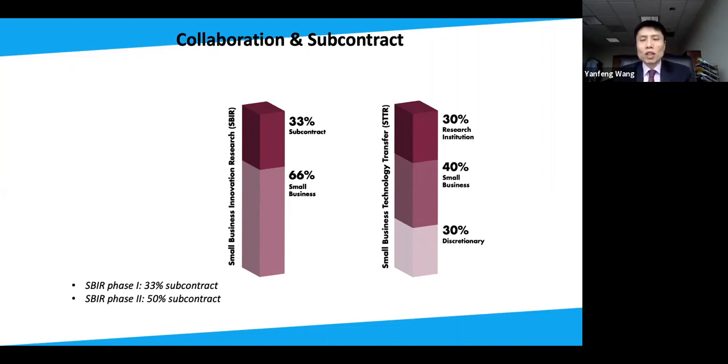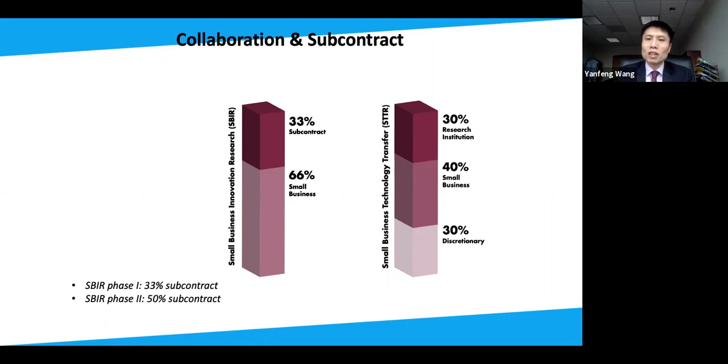STTR gives you more flexibility because STTR includes at least 2 parties. Your company is a small business, and also a research institute, let's say a university. You have to conduct at least 40% of the work, and the university has to do 30% of the work, nothing less. The remaining 30% can either go to your company or to the university. Alternatively, you can make that 30% go to another subcontractor.